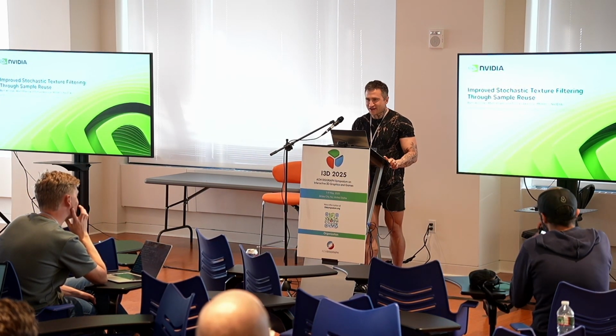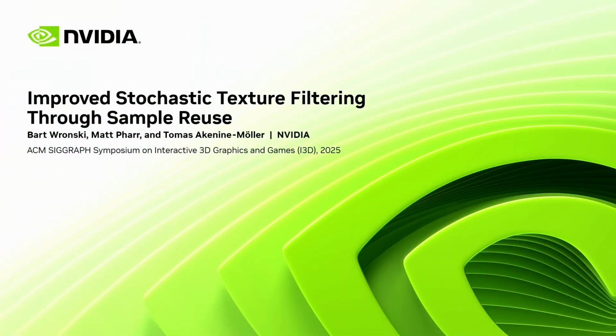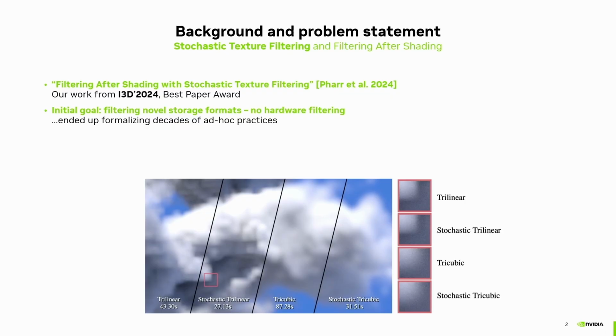Hello, everyone. Welcome to our talk, Improved Stochastic Texture Filtering Through Sample Reuse. I'm Bart. I'm a research scientist at NVIDIA, and this was joint work with Matt Farr and Thomas Akenine-Möller. In this work, we aimed to address one of the key limitations of last year's I3D paper, filtering after shading with stochastic texture filtering. That paper was worked on together with Matt Farr, Marco Salvi, and Marcos Fajardo.